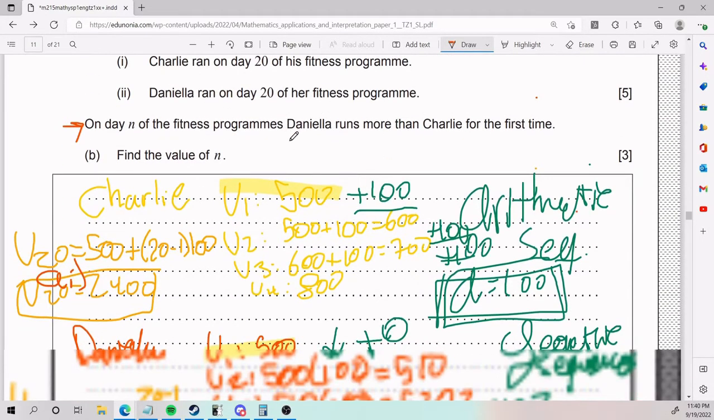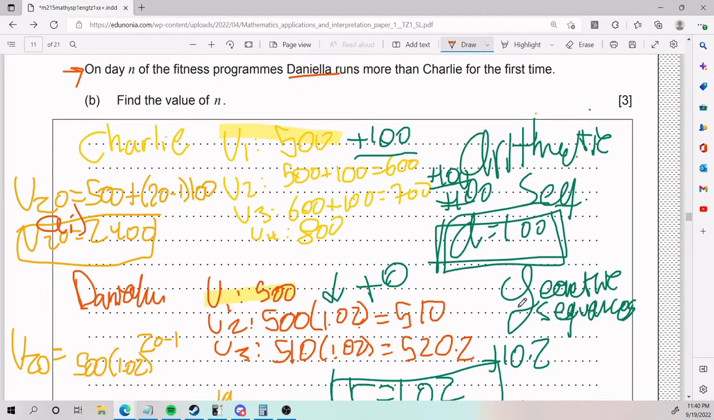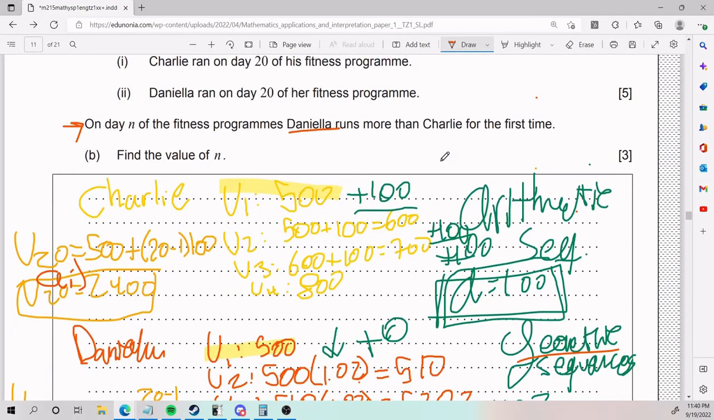Why does this happen? Because Daniela increases exponentially. ¿Cierto? It's a geometric sequence. She's going to catch up to Charlie eventually. Charlie might get a massive head start, but it won't be forever. Daniela will beat him eventually, no matter what.